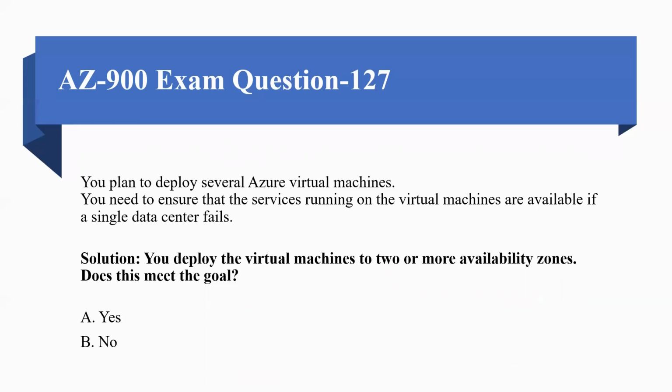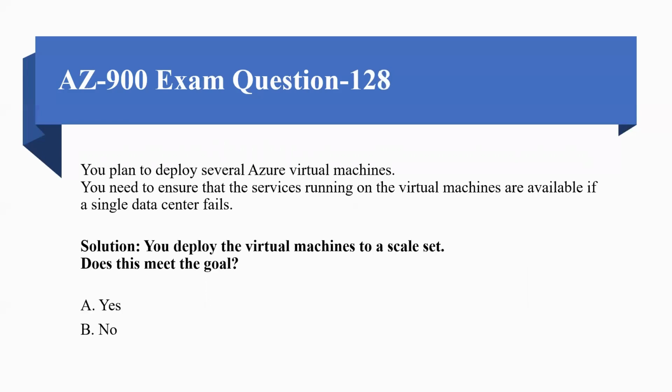Next question. You plan to deploy several Azure virtual machines. You need to ensure that services running on the virtual machines are available if a single data center fails. And the solution provided is you deploy the virtual machines to two or more availability zones. Does this solution meet the goal? The correct option would be yes. Moving towards the next question, you plan to deploy several Azure virtual machines. You need to ensure that services running on virtual machines are available if a single data center fails. And this time the solution provided is you deploy the virtual machines to a scale set. Does this solution meet the goal?